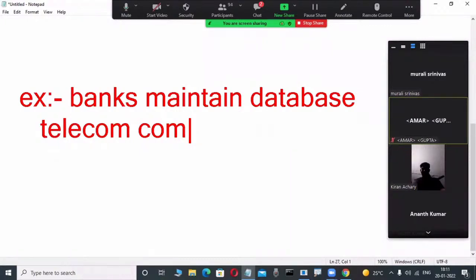Suppose, here and now, online, so many people are nowadays purchasing items through online portals like Flipkart and Amazon. So many online shopping portals are there, and through them people are purchasing items. Those shopping portals also maintain databases, because when you purchase an item, how is the order number generated? Through a database application, using the auto-increment concept.